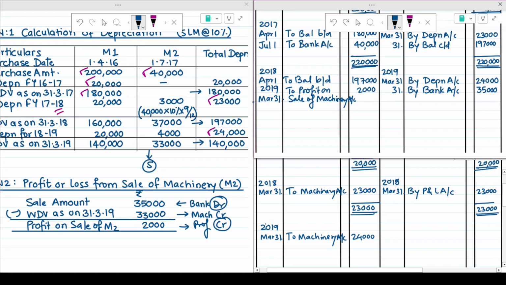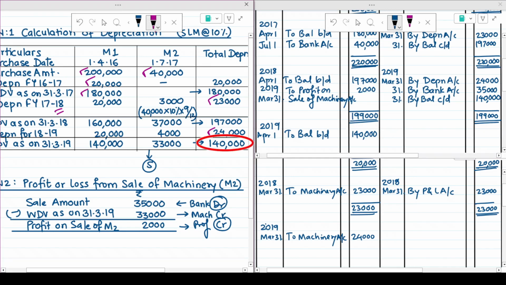So while closing the books, the total will be 197 plus 2 is 199, and 199 minus 59, right? 59. This will give us 140 by balance closed down. And the next day we will carry that amount forward. April 1 to balance brought down 1,40,000, and this 1,40,000 amount matches with our working, right? That means our calculations are correct.